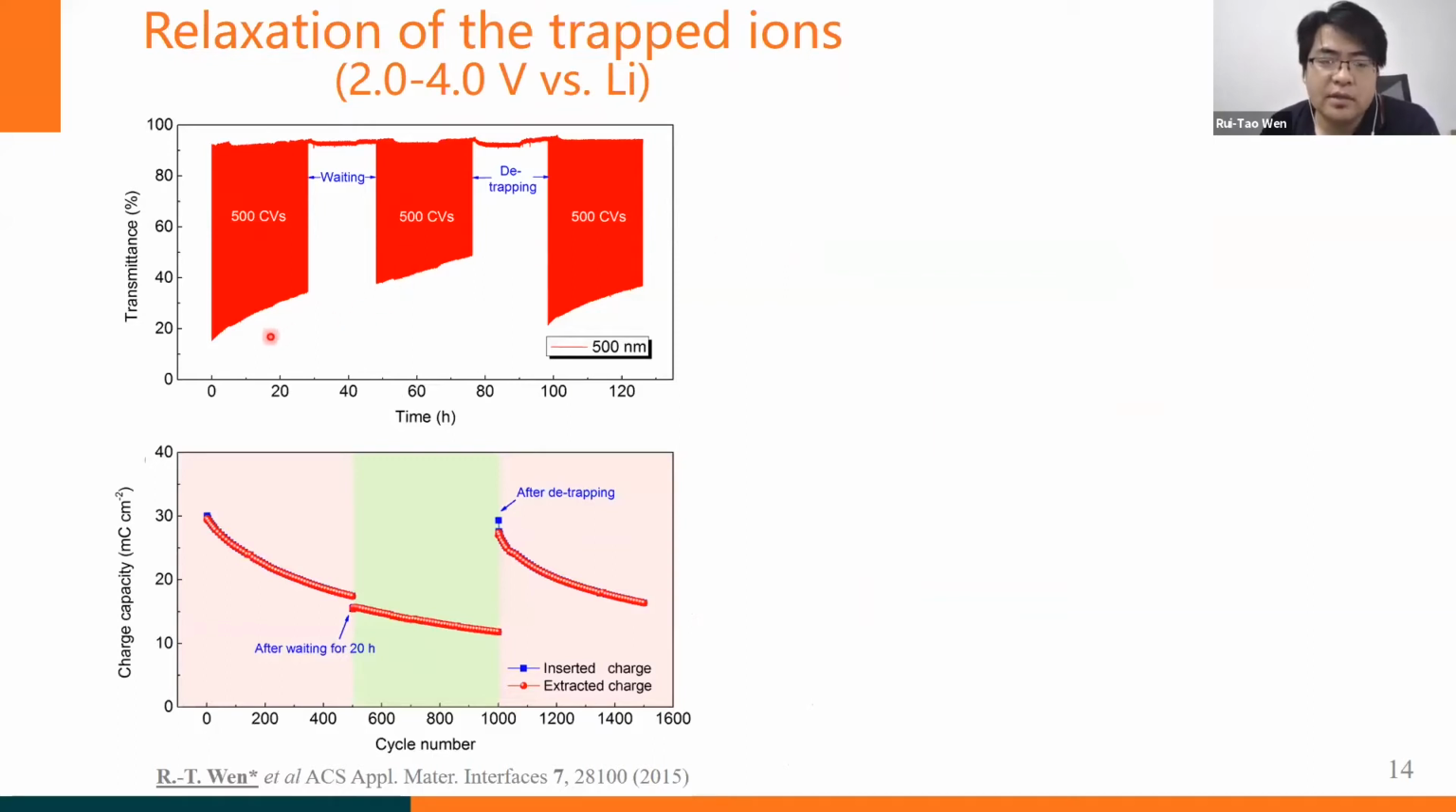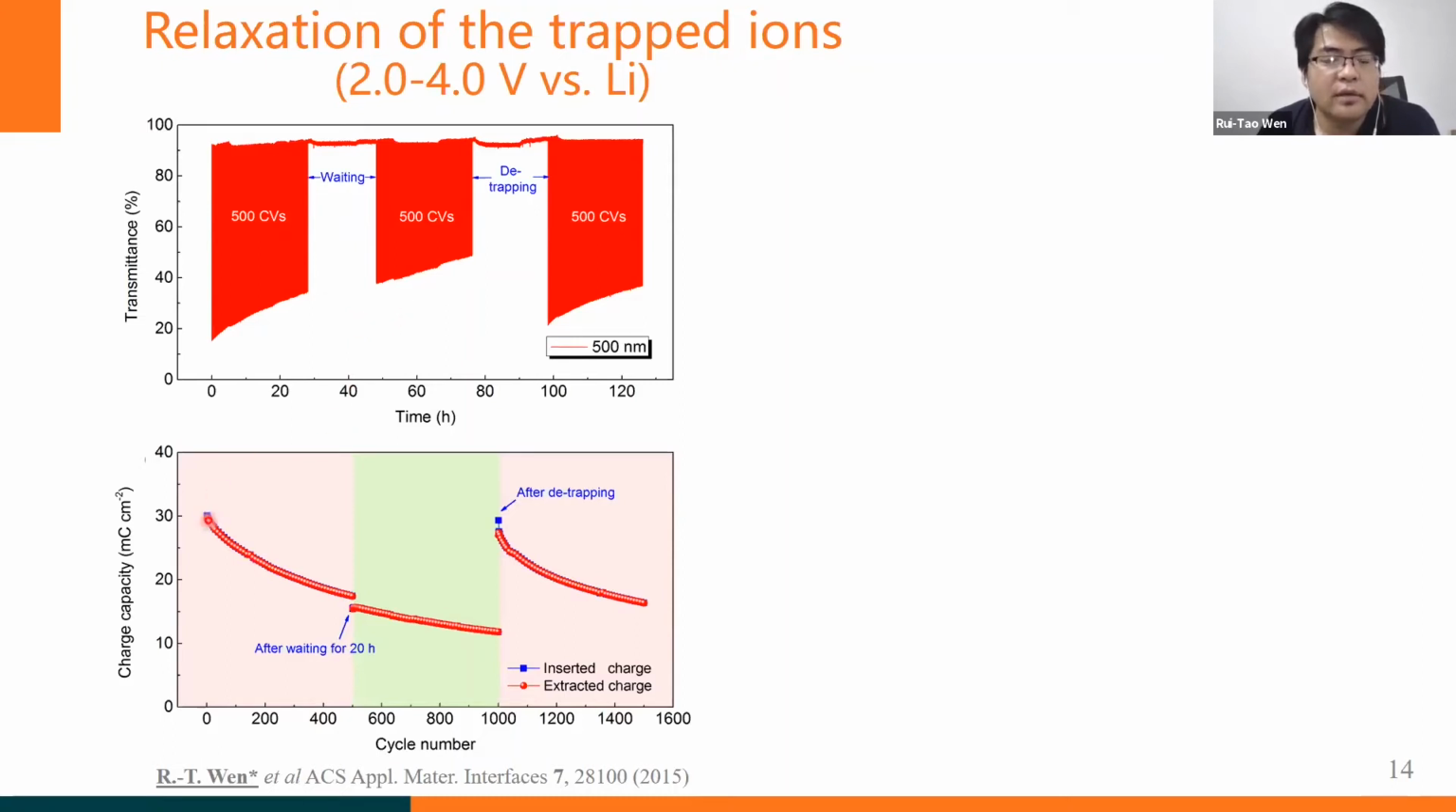So we did a follow-up experiment. As you can see, initially we cycle the film to get a degraded state and leave the system there without doing anything for 20 hours. In principle, if the ions were coming out from the film, when we continue to cycle, the capacity should start somewhere from here, right? But in fact, it's not. It continues the initial degrading trend. It follows the same trend right here. So that means the trapped ions are stable inside of the film. If we do not apply the external stimuli, they cannot be extracted.